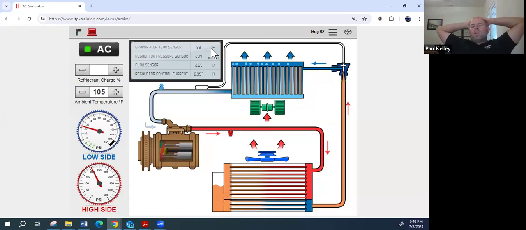But how would you do that on a real life car for a customer? You're not going to strip the evaporator out of it and check it with a thermometer. How would you do it?